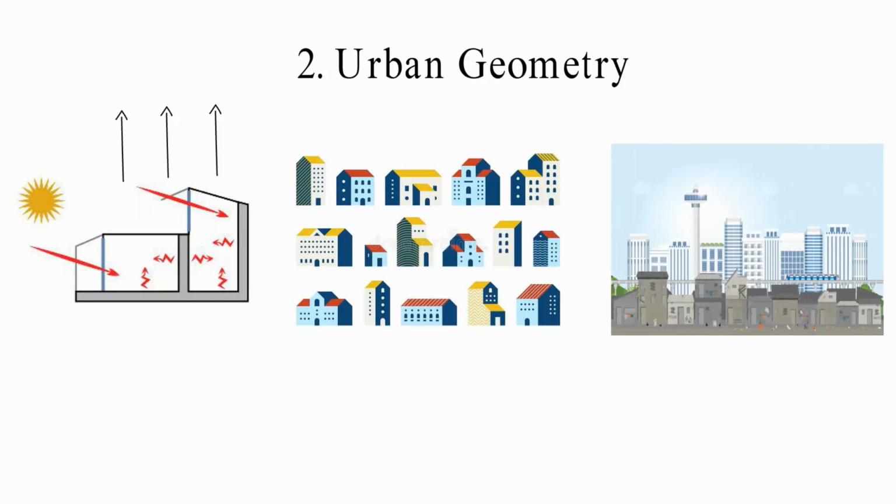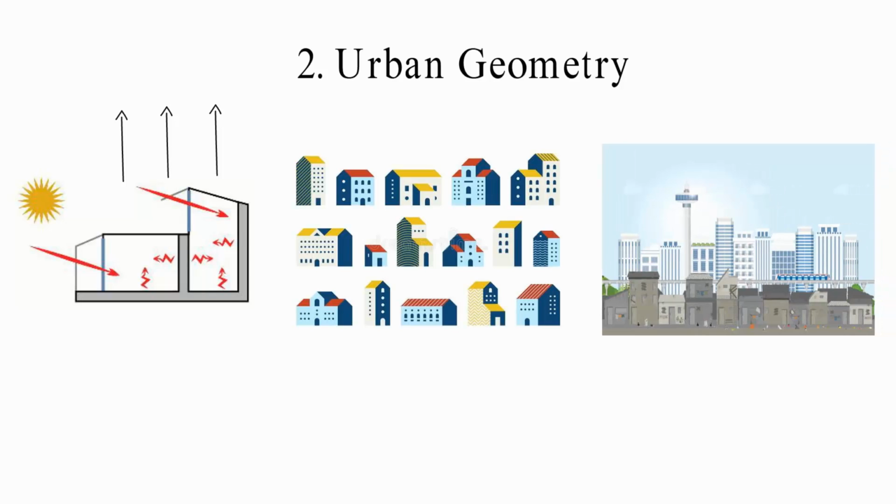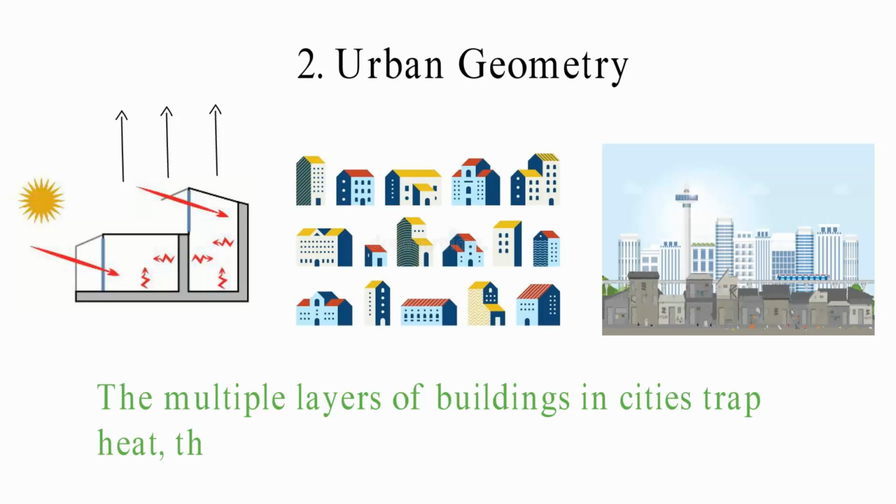Poor urban geometry may keep buildings from releasing the heat they have stored. This will result in a temperature increase in the environment. The multiple layers of buildings in cities trap heat, thereby causing a heating effect.